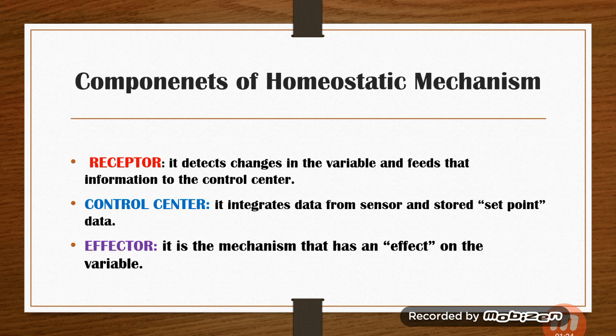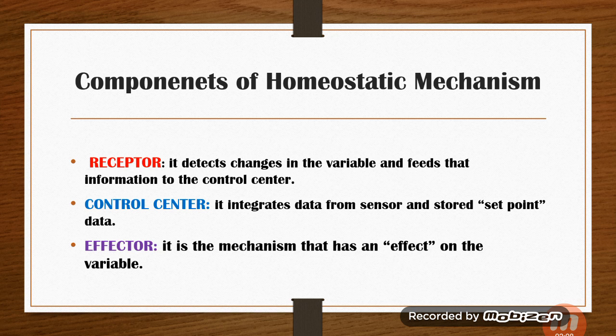The receptor detects the changes in the variable and feeds that information to the control center. And the change is the stimulus that is detected from outside the body, or from the outside environment. Second is the control center. It integrates data from the sensor and stored set point data. And the third one is the effector. It is the mechanism that has an effect on the variable.